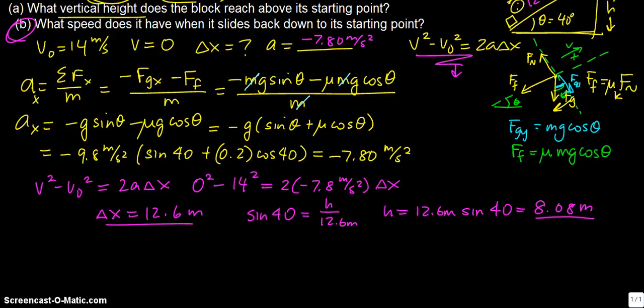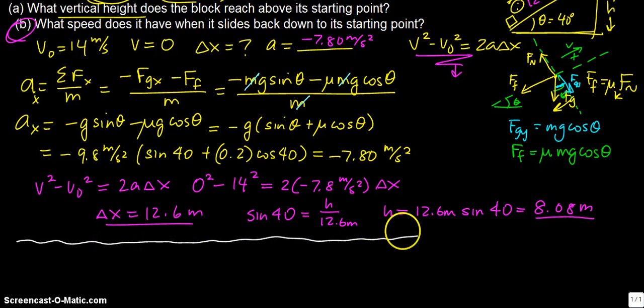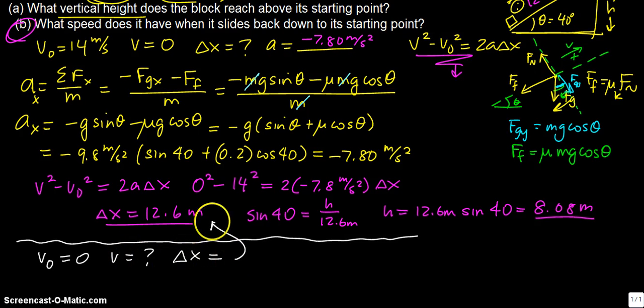I want to know what speed it has when it slides back down to its original starting point. So I know it's starting from rest at the top of the incline, so v initial is 0. And I want to know v final. I know the distance it moves down the incline now is 12.6 meters. We solved for that in the previous part. And all we need is the acceleration down the incline.